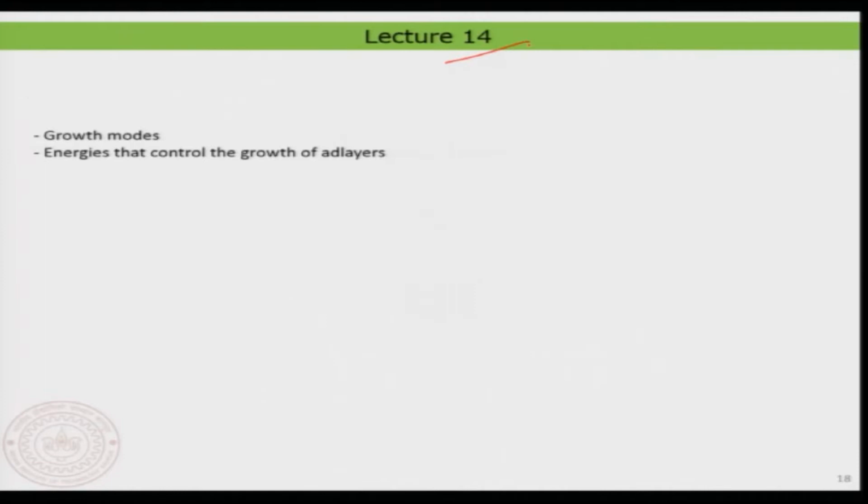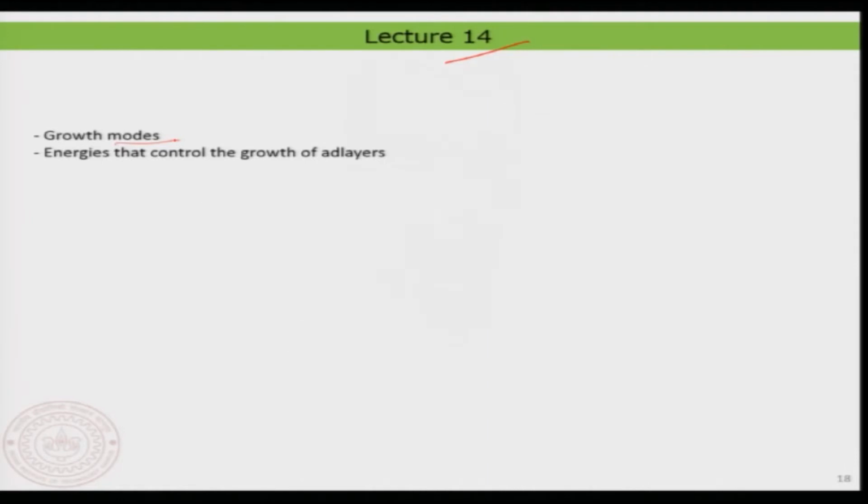So, in this lecture we will look a little bit more in detail at the different types of growth modes. We have already had a look in detail at the layer by layer growth, and then we look into the other two types of growth modes in further detail. And finally, we will have a summary of all the different types of energies that contribute to the growth of adlayers at different regimes, including lower coverage, moderate coverage, and very high coverage, for example.